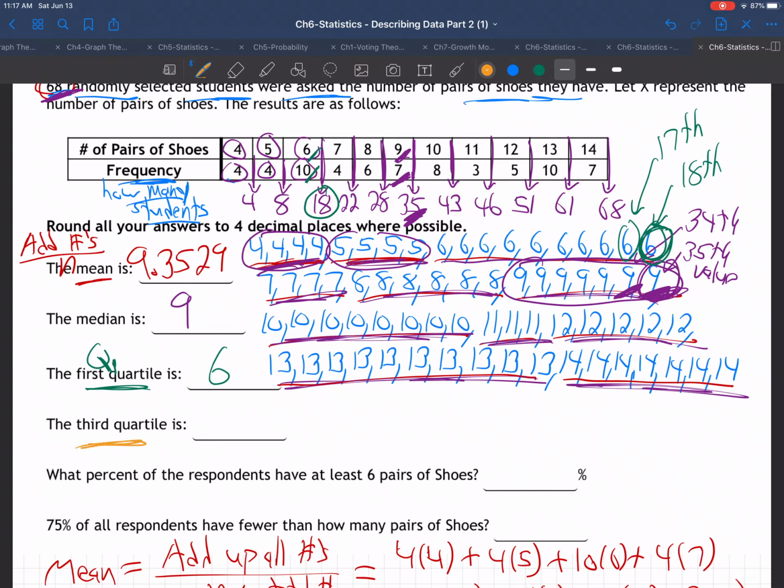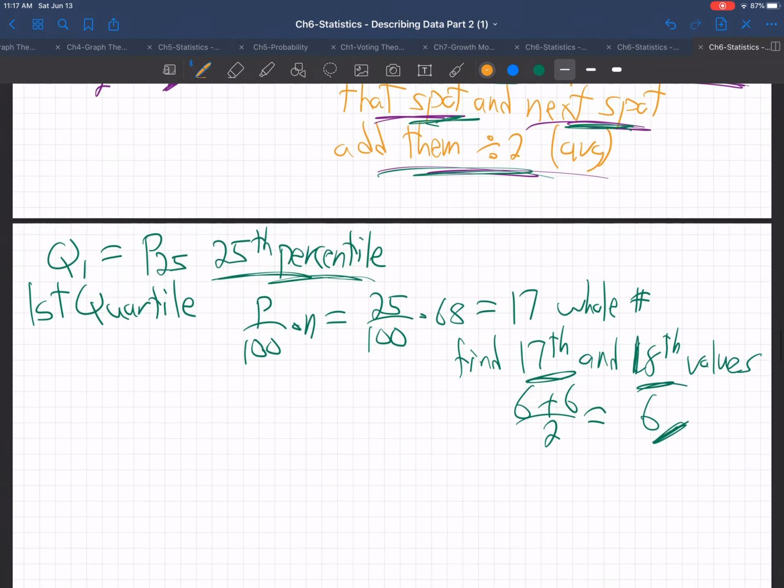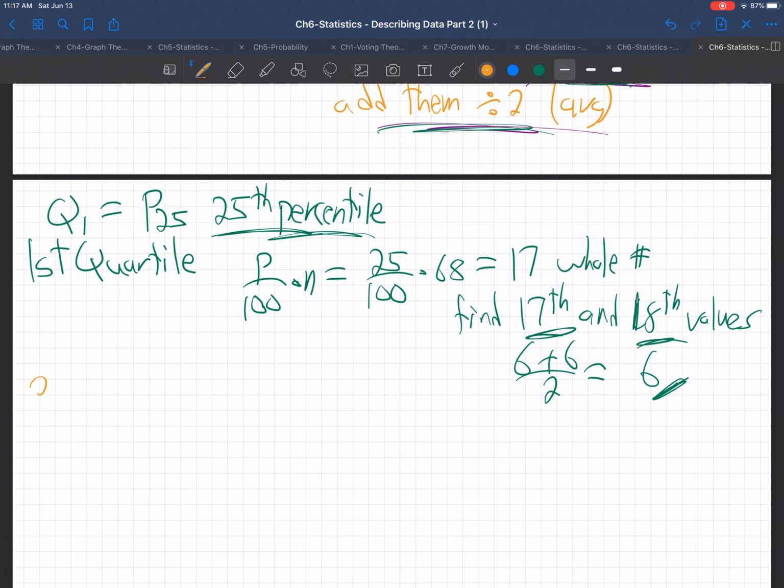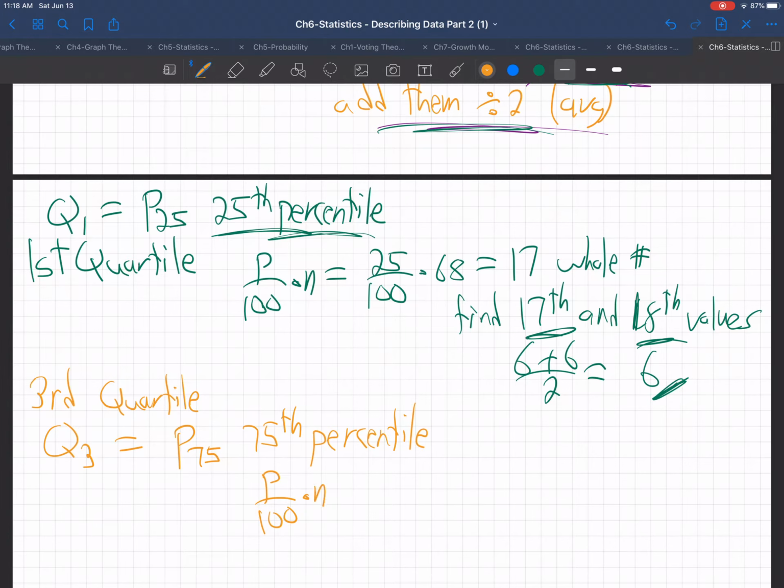Now, let's find the third quartile, Q3, the end of the third quarter. Q3 is just going to be P75, right? Because at the end of the third quarter, you're at the 75th percentile. You're 75% of the way through the data. At the end of a third quarter of a football game or a basketball game, you're 75% of the way through the game. P over 100 times N. 75 over 100 times N is 68.